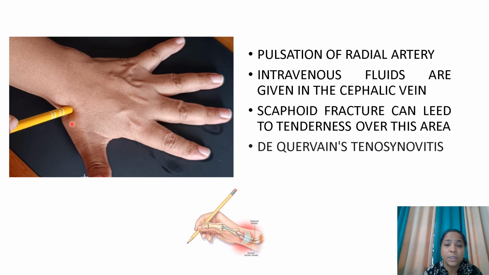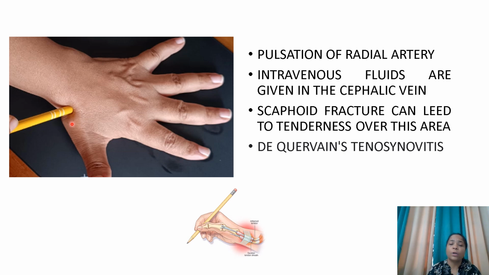Next, sometimes there is tenderness. If you press over this area, you will find pain elicited. The pain is elicited because there is a scaphoid fracture. In case of scaphoid fracture, you can elicit tenderness over this anatomical snuff box.